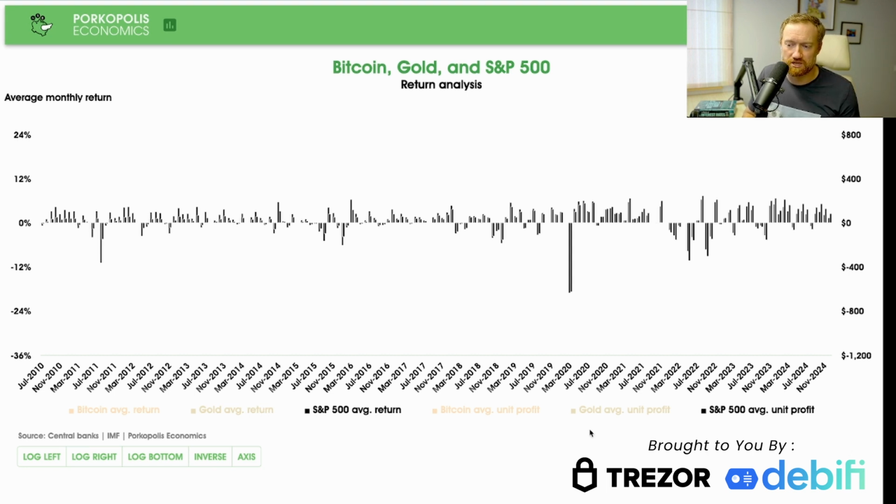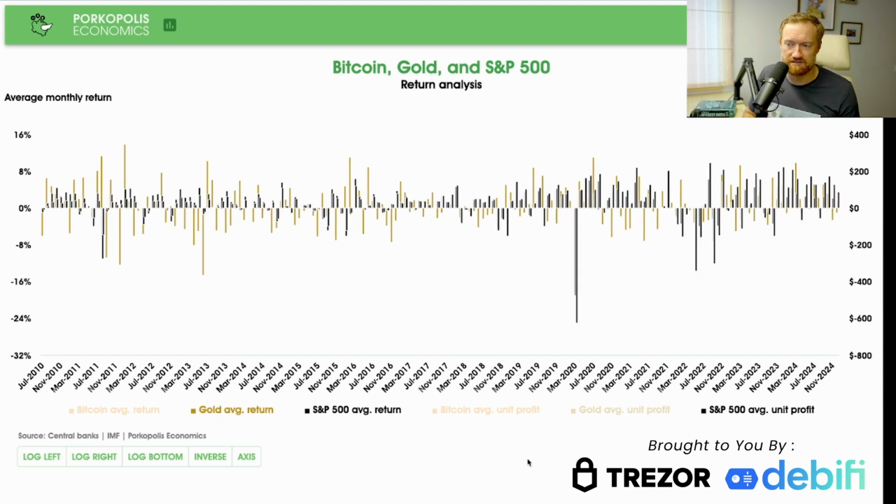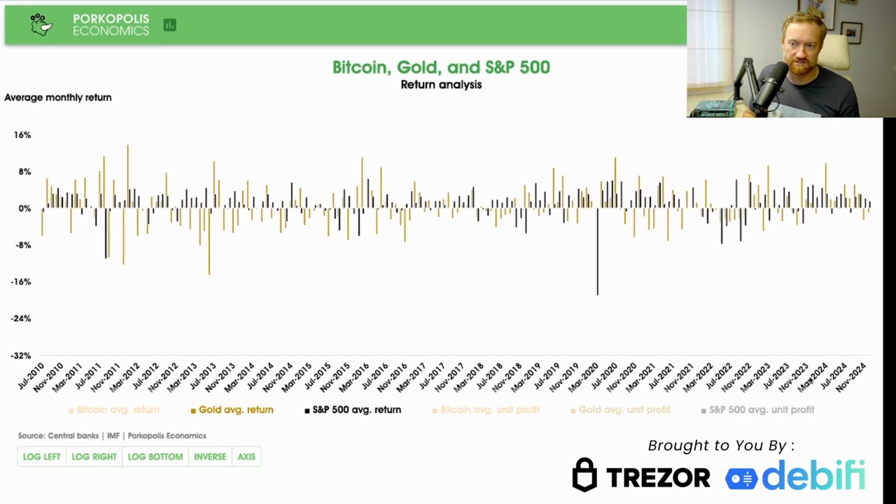Okay, so let's put up gold now on the left. And actually, let's take off the S&P 500 profit. So now we're just looking at the left-hand side here, looking at gold percent returns versus the S&P 500 percent return per month.